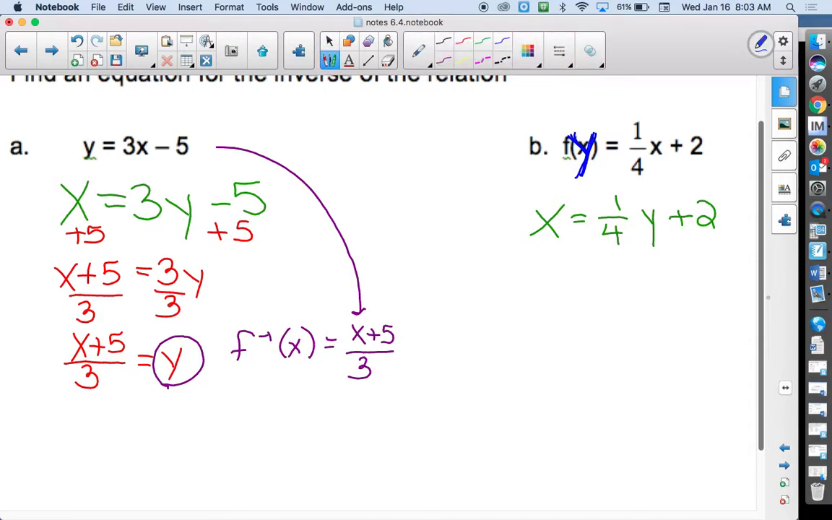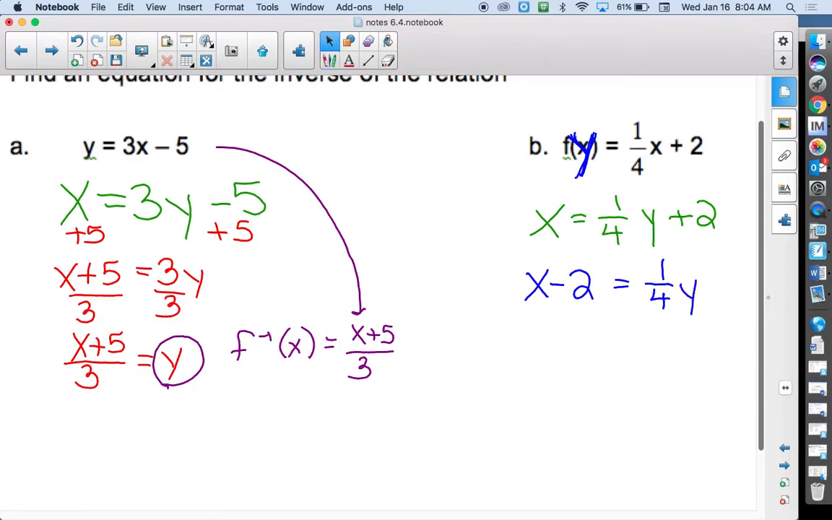So Odette, what would you do first? I subtracted the 2. And then multiply by 4. Because right now it's 1/4. So multiply by 4.